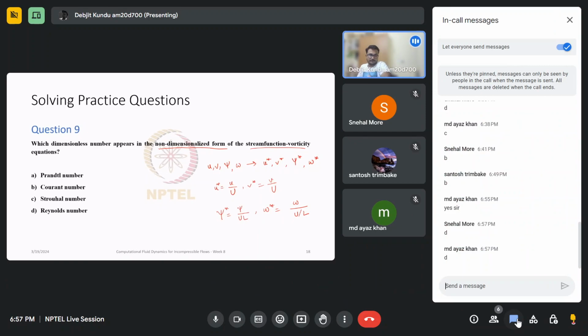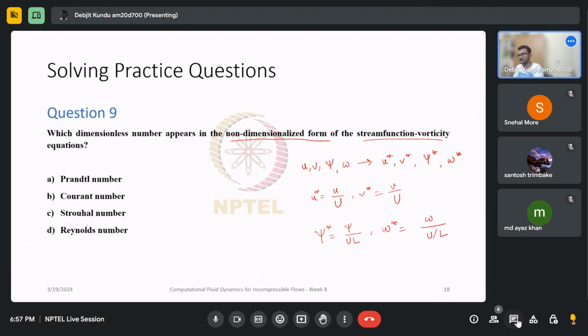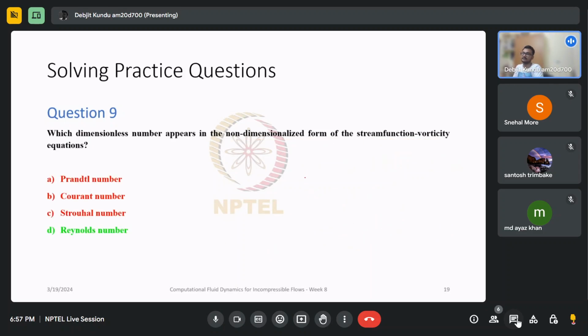Okay, so we have two responses in favor of option D, the Reynolds number. It's actually correct, Reynolds number it is, because the first equation remains the same, which is minus omega star equal to the second derivative of psi star with respect to x star squared plus the second derivative with respect to y star.